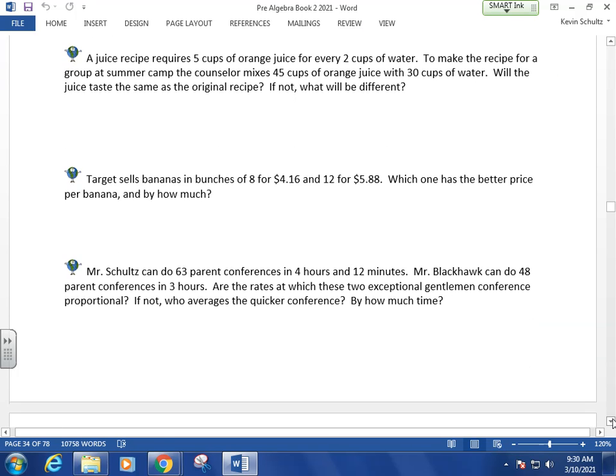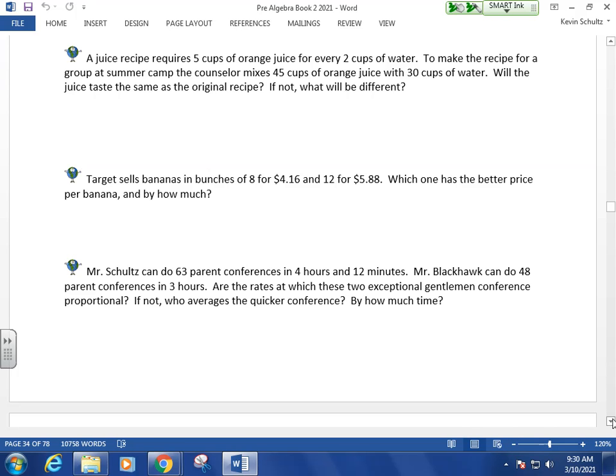Okay, a juice recipe requires 5 cups of orange juice for every 2 cups of water. To make the recipe for a group at summer camp, the counselor mixes 45 cups of orange juice with 30 cups of water. Will the juice taste the same as the original recipe? If not, what will be different? Okay, so here's where we're comparing 2 recipes to see if they are proportional, to see if they're equivalent.